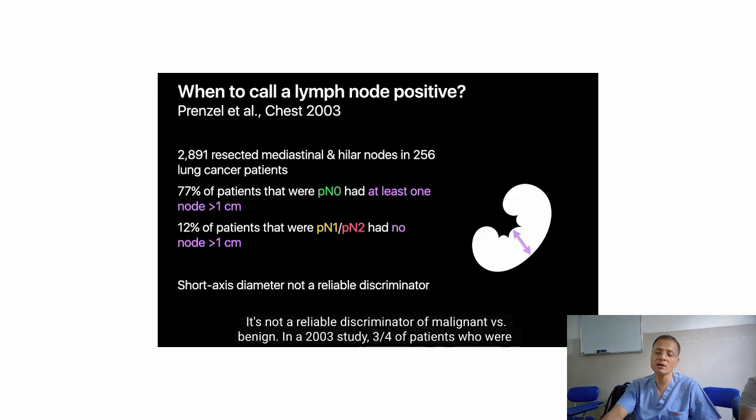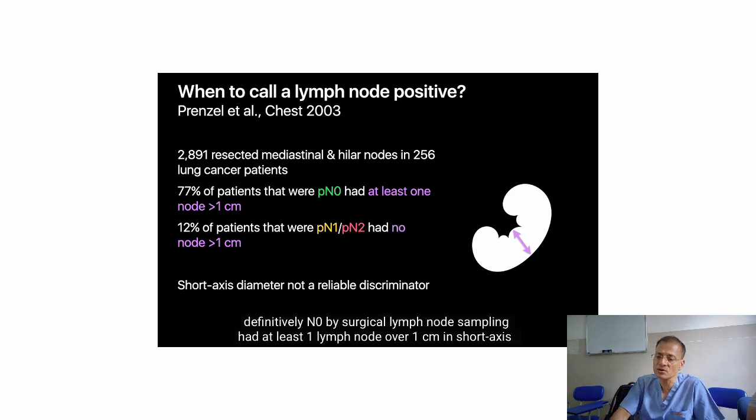Here the same image. Now again revising those things that I said. What are the criteria for defining a positive lymph node? As shown here, a 2003 journal study was published in about 6,000 patients. 77% of patients that were pathologically N2 had at least one node more than 1 centimeter. 12% of the patients that were pN1 and pN2 had no node more than 1 centimeter. Therefore, the 1 centimeter criterion is arbitrary, and it's not always true that it should be 1 centimeter. Again, this is the short axis, and this should be the long axis. This is the short axis that we have to define during CT scan imaging.